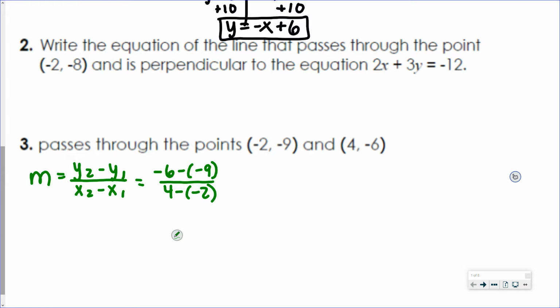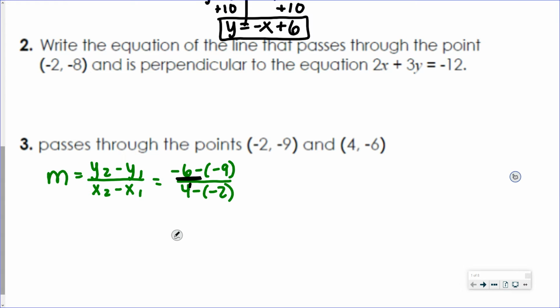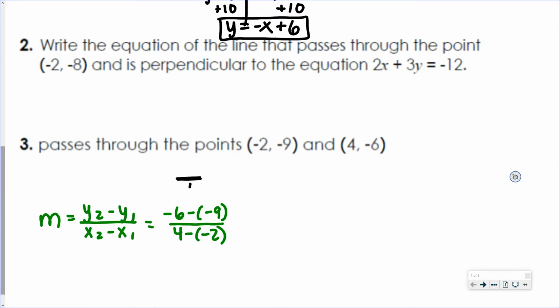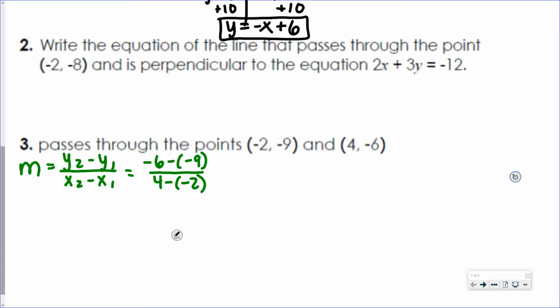Lots of negatives going on here. Minus negative is the same as plus positive. Plus positive. Sometimes I just really get mad at my surfboard. Okay, let's try this again. Plus positive, plus positive. I think I wrote too fast. So here I end up getting a +3 over +6, which reduces to 1/2. Okay, if you got that far, great.